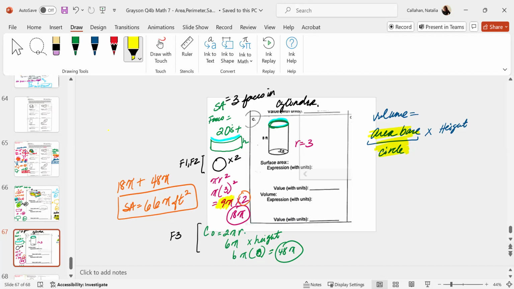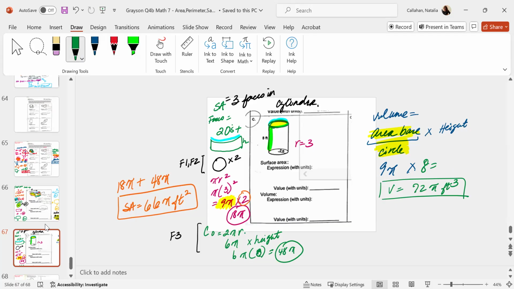My area base is 18. 18 is 2 circles. I need 1 circle. You need to be careful with that. 9 what? What's your height? Remember how we did this? If this is the base, you got to multiply by this part, which is the height. Remember that? Okay, so that's 8. 9 times 8 is 72 pi. So your volume is 72 pi feet cubed. Do you see how once you find the surface area, the volume is really easy to find?